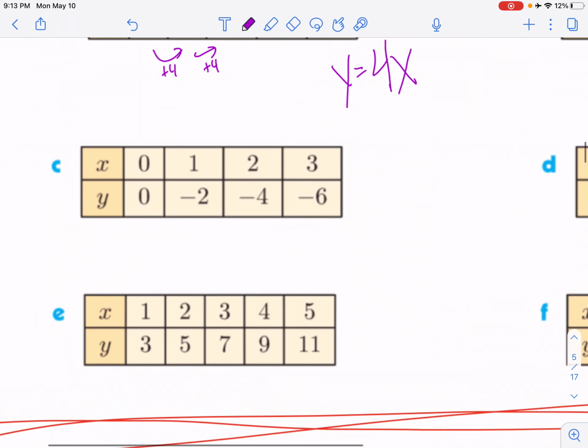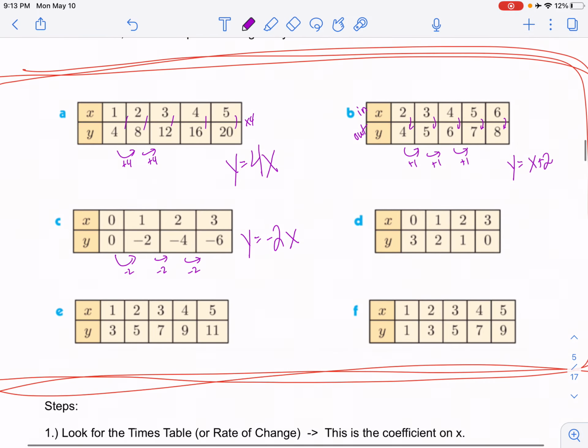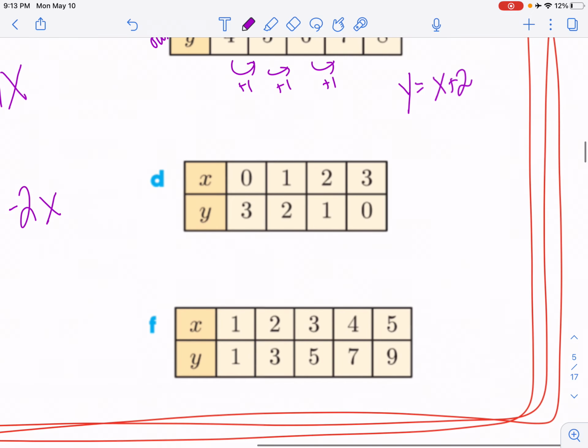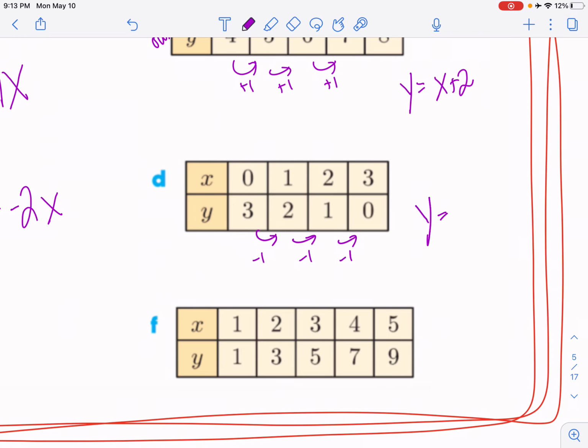Letter C. All right, now our change here is to get more negative. We're getting minus 2 each time. So that's just y equals negative 2x. Okay. Continuing on, letter D, same thing. We're going down by 1, down by 1. So y equals negative 1x.